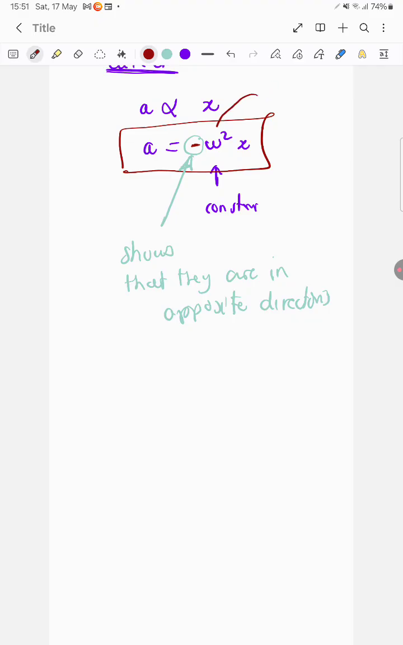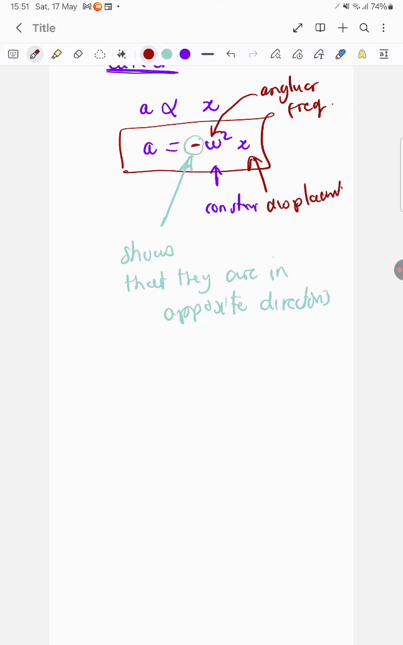Again, omega is angular frequency. That is the angular frequency squared. X is displacement, right? Okay, that's clear enough, isn't it? So, what shows that they're in opposite directions? The negative sign. Very good.